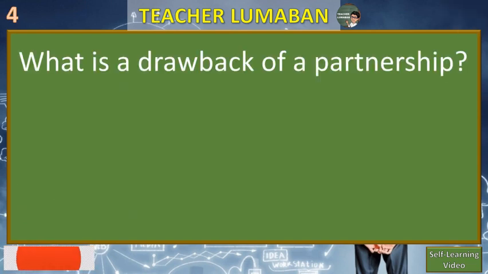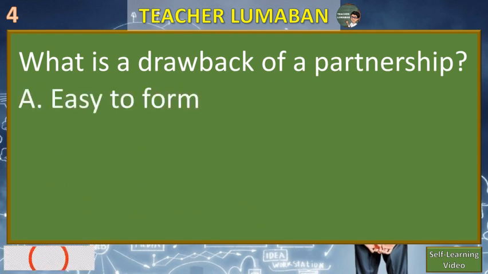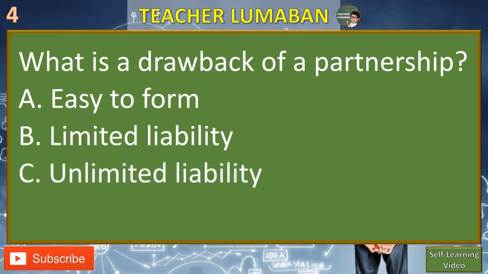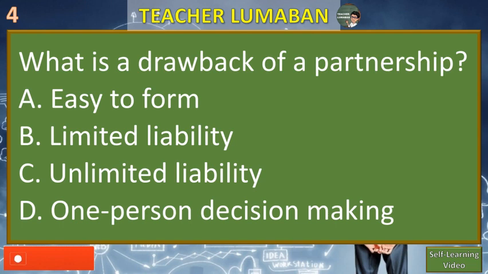What is a drawback of a partnership? A. Easy to form. B. Limited liability. C. Unlimited liability. D. One-person decision making.